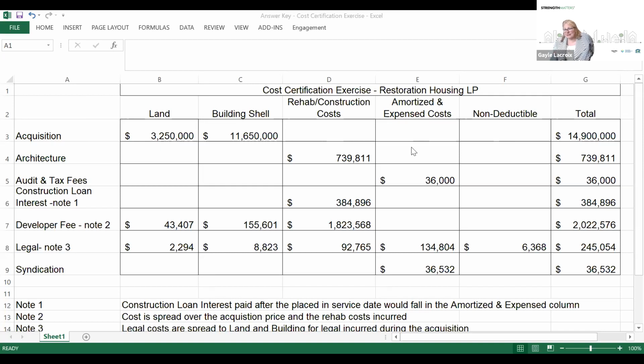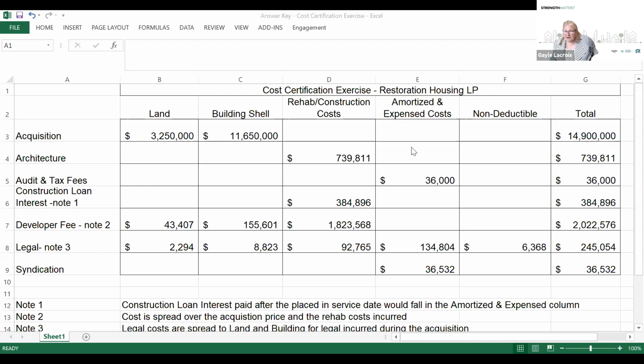So I think in this case, they were attributing the audit fees pertaining to the cost cert as pertaining to the credits themselves and not the construction of the building, which is why they decided it should be expensed. But again, that's a state by state decision, and it could be a year by year decision.